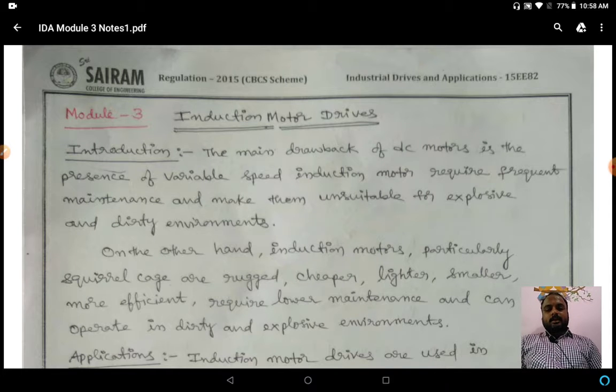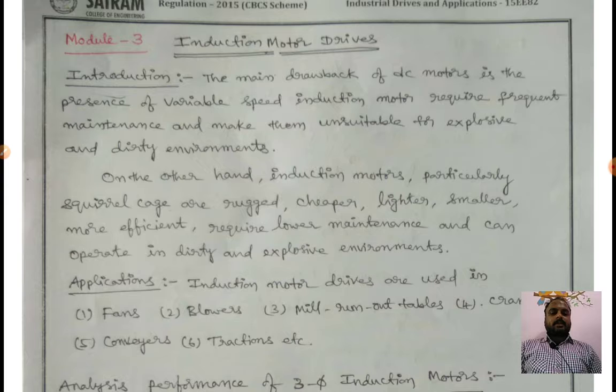On the other hand, if you take induction motor drives, particularly squirrel cage induction motors, they are strong, rigid, cheaper, lighter and smaller, more efficient, require less maintenance and can operate in dirty and explosive environments. These are advantages that are not there in DC motor drives. That's why induction motor drives are more popular than DC motor drives.